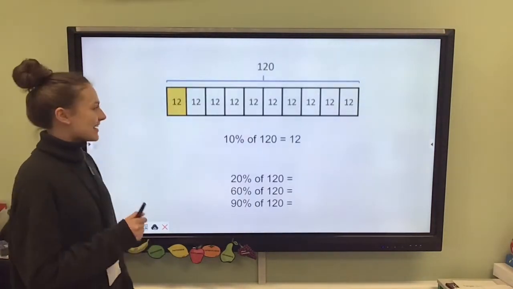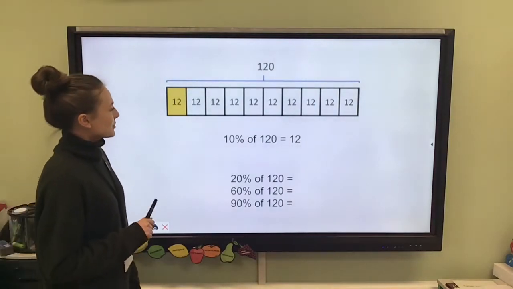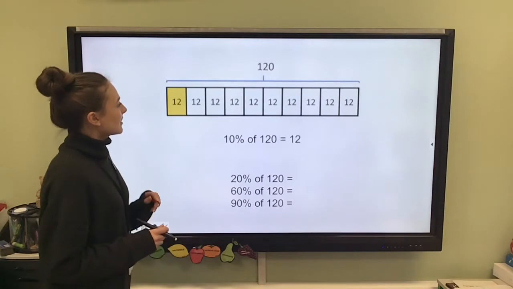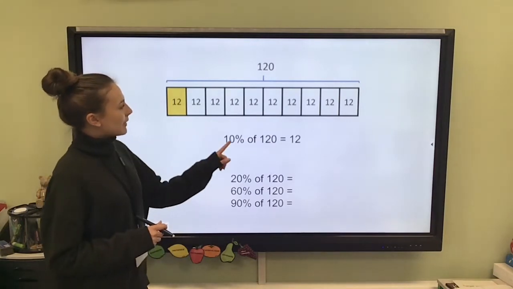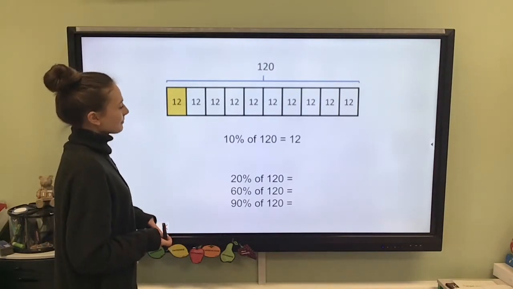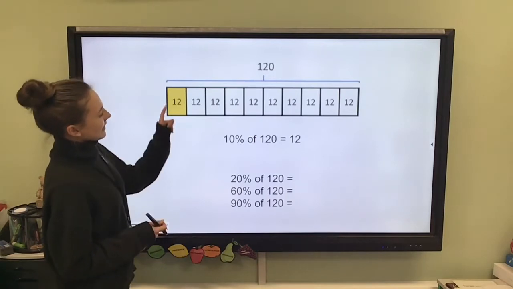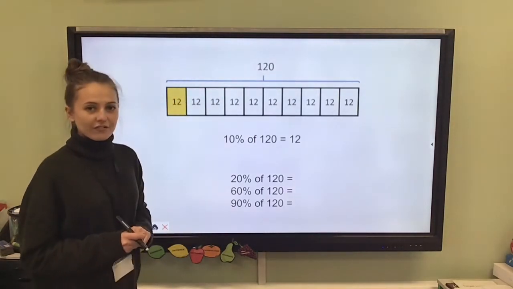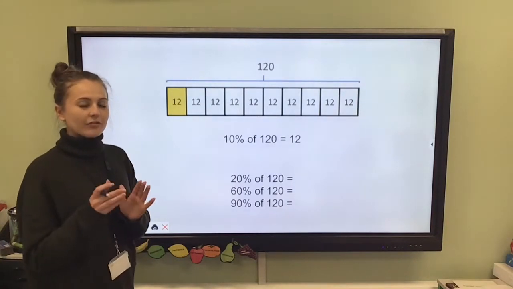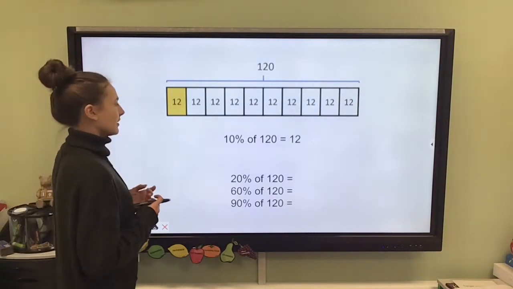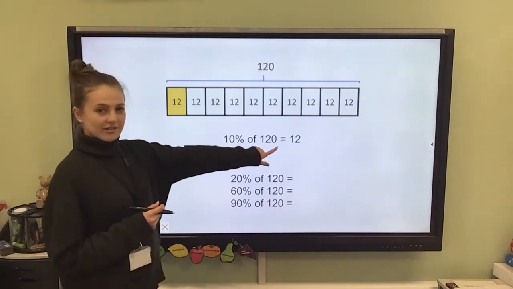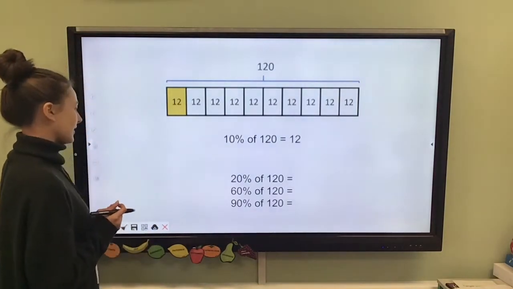So in yesterday's lesson, we used this bar model to find out what 10% of 120 is. So to begin with, we divided our bar up into 10 sections and we divided our whole, our 120, by 10 to figure out what the value of each section would be. Okay, so we did 120 divided by 10, which gave us 12.